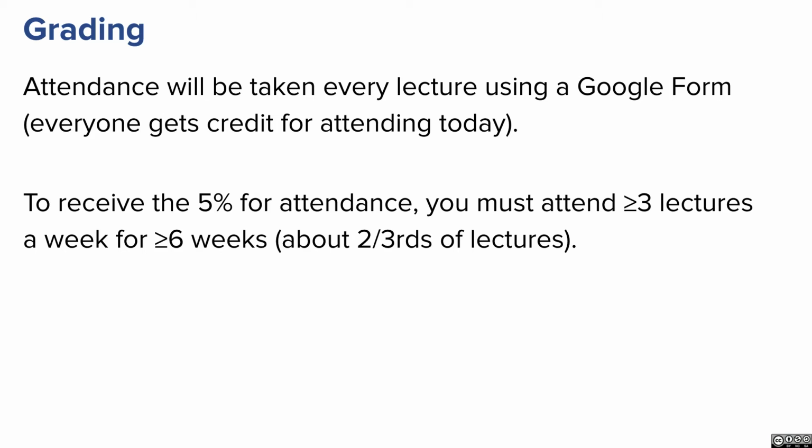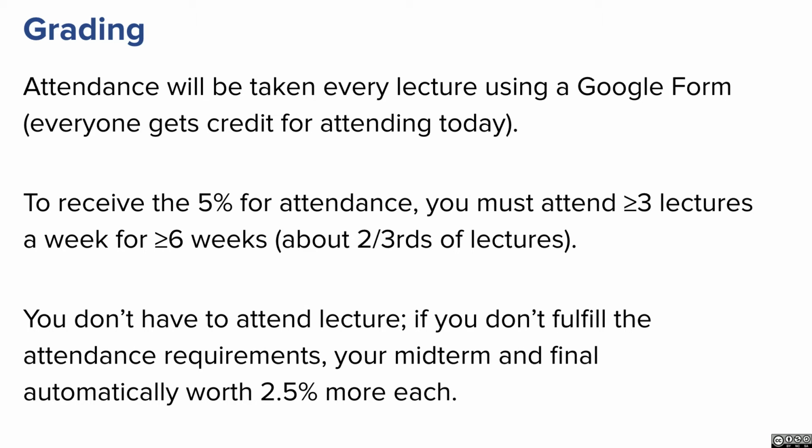All right. In this class, we have a 5% grade allocated for attendance. Attendance will be taken using a Google form, although everyone gets credit for attending today. To receive that 5%, you need to attend at least 3 lectures a week for at least 6 weeks of the class, which is about 2/3 of all the lectures, which is not too many. It's just meant to incentivize you to come to class. But if you can't make it to class for a particular reason, like you have a course conflict, I totally understand. And if you don't attend lecture, the midterm and final will automatically be worth 2.5% more each.